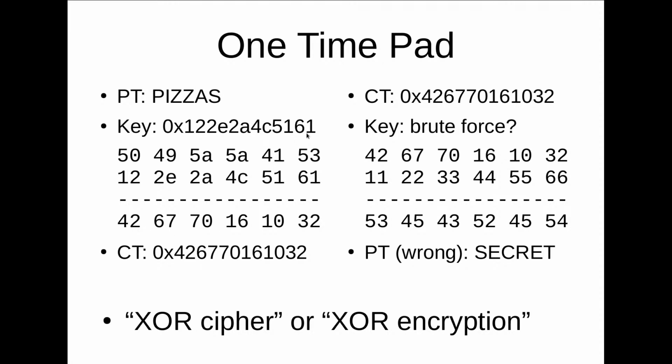And if you try to brute force the key, in this case, you'll come across 1, 1, 2, 2, 3, 3, 4, 4, 5, 5, 6, 6, and if you XOR them together, you'll get this, and you might think that's correct because you get something sensible as the plaintext, in this case the word secret, and obviously if you see the word secret somewhere, then you must have found something, but in this case, you didn't find anything because the real plaintext was pizzas.